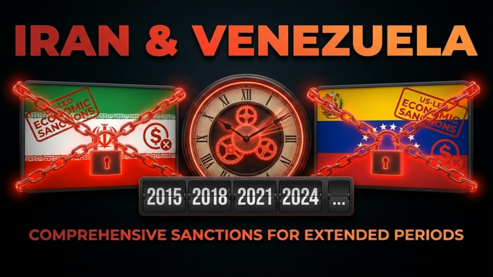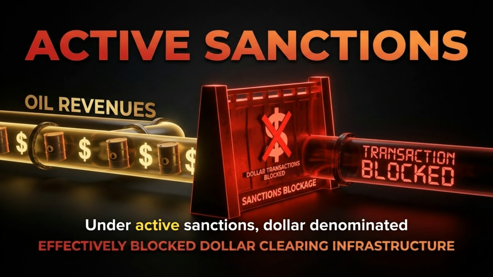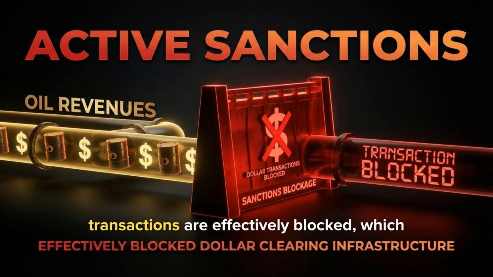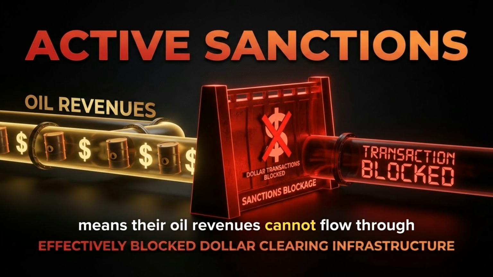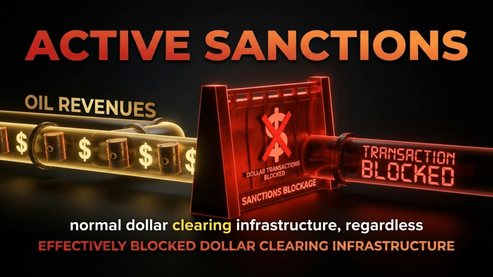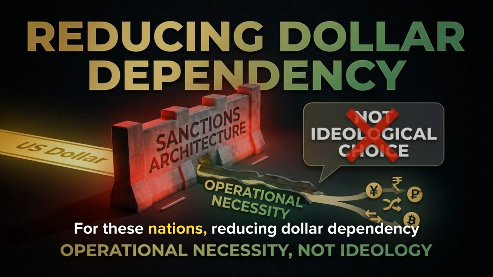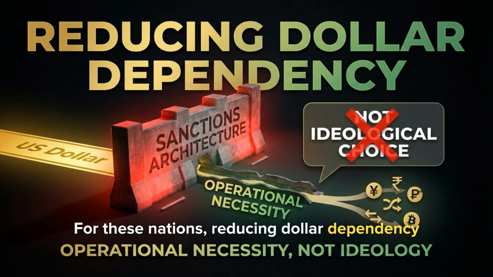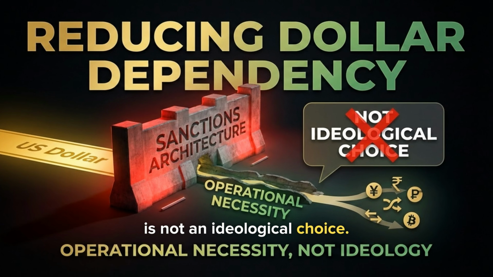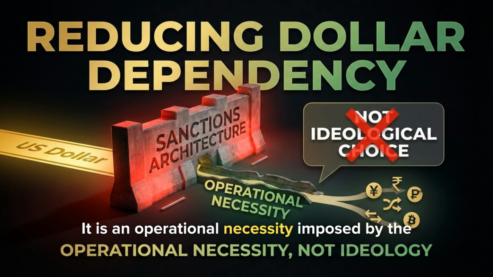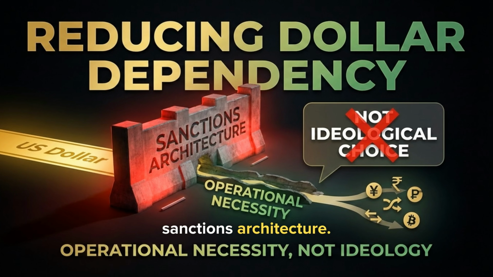Both nations have been subject to comprehensive US-led economic sanctions for extended periods. Under active sanctions, dollar-denominated transactions are effectively blocked, which means their oil revenues cannot flow through normal dollar clearing infrastructure, regardless of their preferences. For these nations, reducing dollar dependency is not an ideological choice, it is an operational necessity imposed by the sanctions architecture.